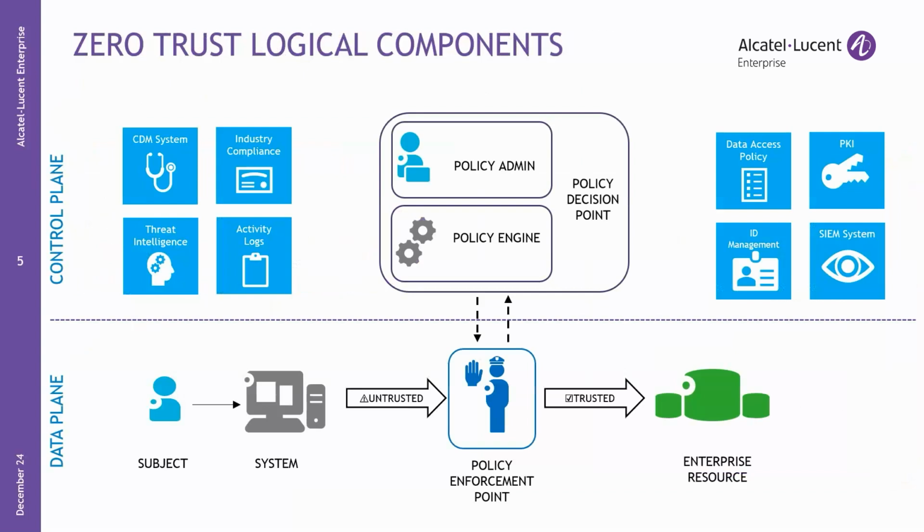To analyze the Zero Trust architecture, we will decompose it into data and control plane. Let's start with the data plane. The Zero Trust model, as defined by the NIST special publication, comprises a subject who's not necessarily a user, but let's assume that it is a user, who needs to access an enterprise resource. Access is granted by a policy decision point and a policy enforcement point.